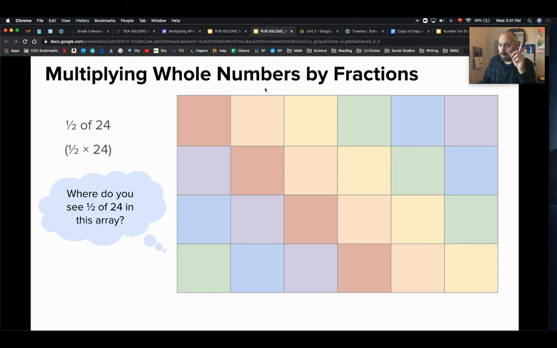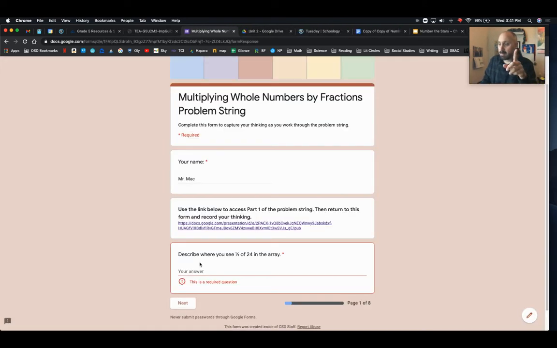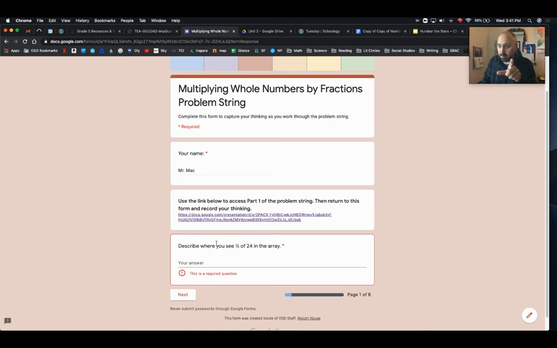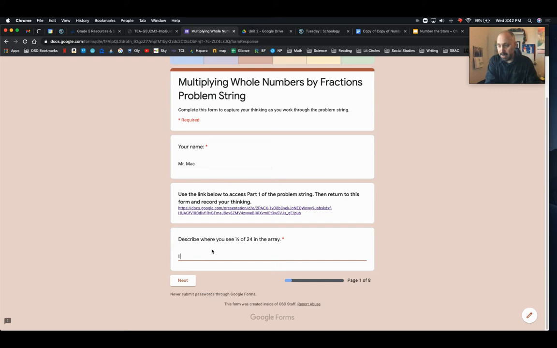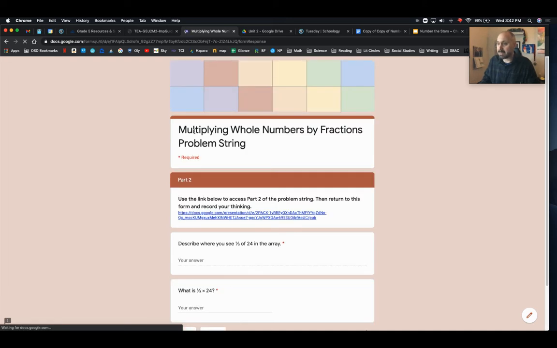So now we're going to go back to our page. I'm going to click out of these. And at the bottom, this is where you put your answers. It says, describe where you see half of 24 in the array. So I see half of 24 in the, let's say, top half, bottom half, left half, right half, whatever you want to say. Okay. Next.